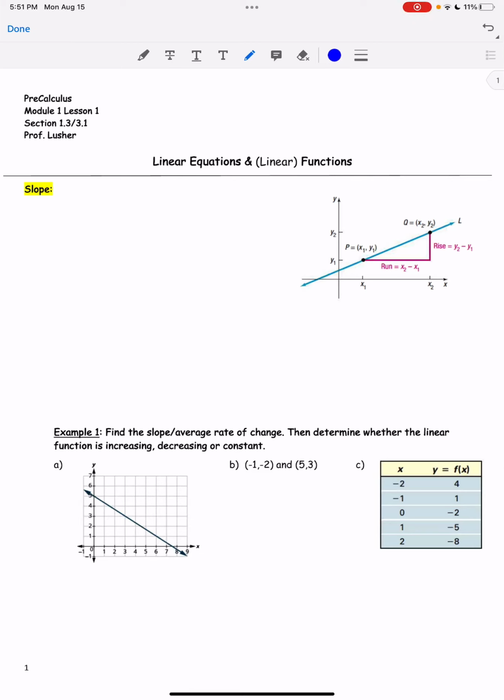Welcome, pre-calculus, to your first lesson. We are going over Module 1, Lesson 1, and this is going to go over sections 1.3 and 3.1.